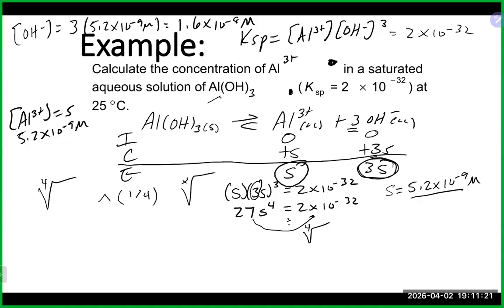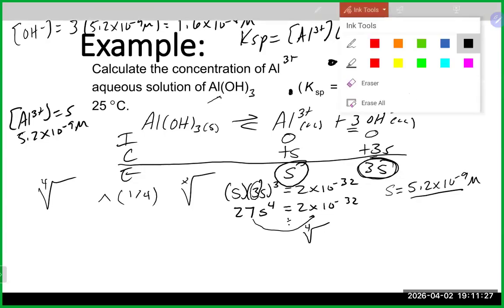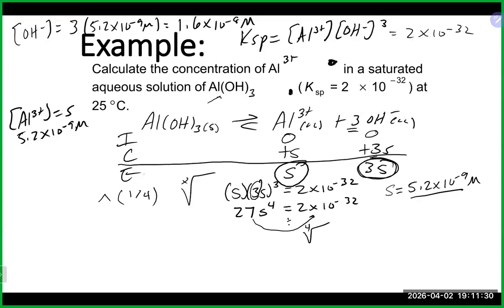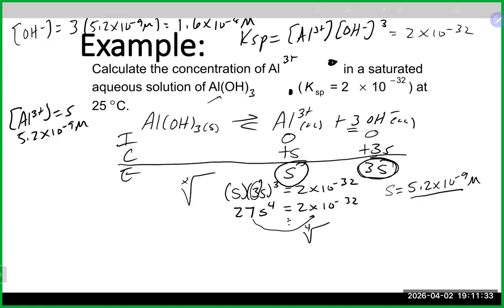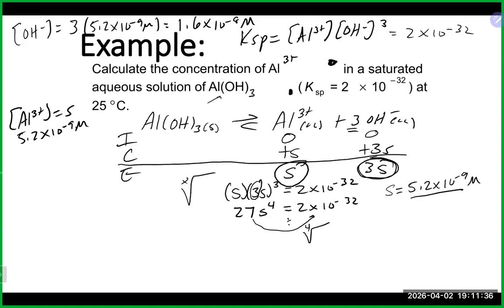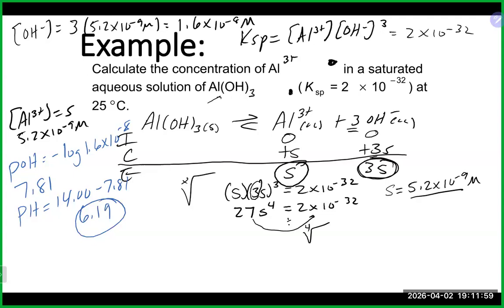Now, why would you maybe want the hydroxide concentration? Well, maybe you're interested in the pH of this solution. If you wanted to calculate the pH, now you know the hydroxide concentration, and that allows you to calculate our pOH, which would be minus the log of 1.6 times 10 to the minus 8. That would get us a pOH of about 7.81, so our pH would be 14 minus that. This particular solution has a pH of 6.19.